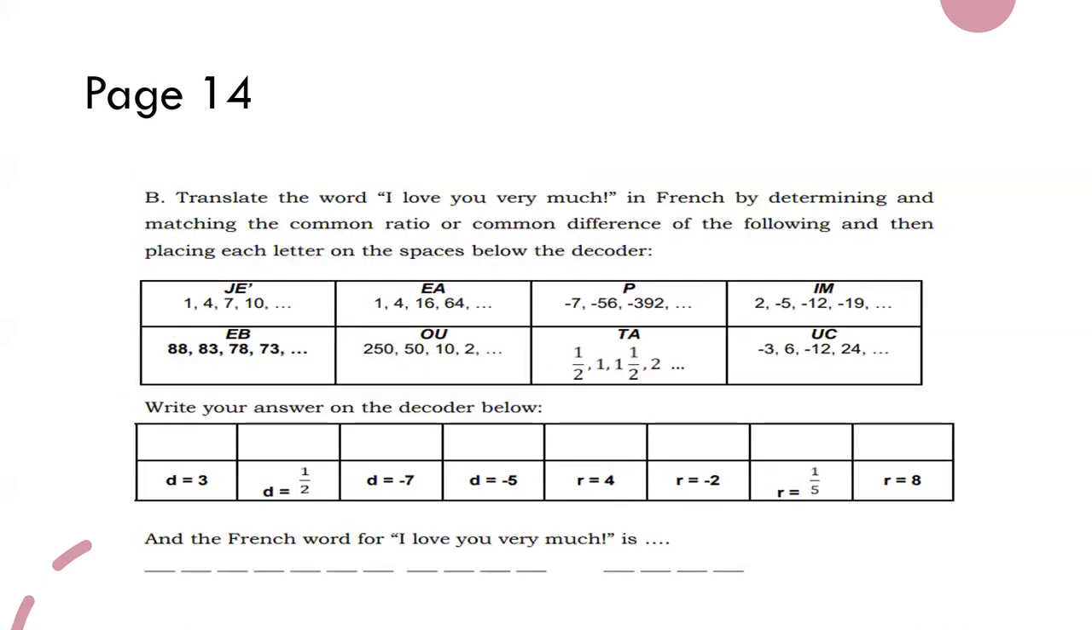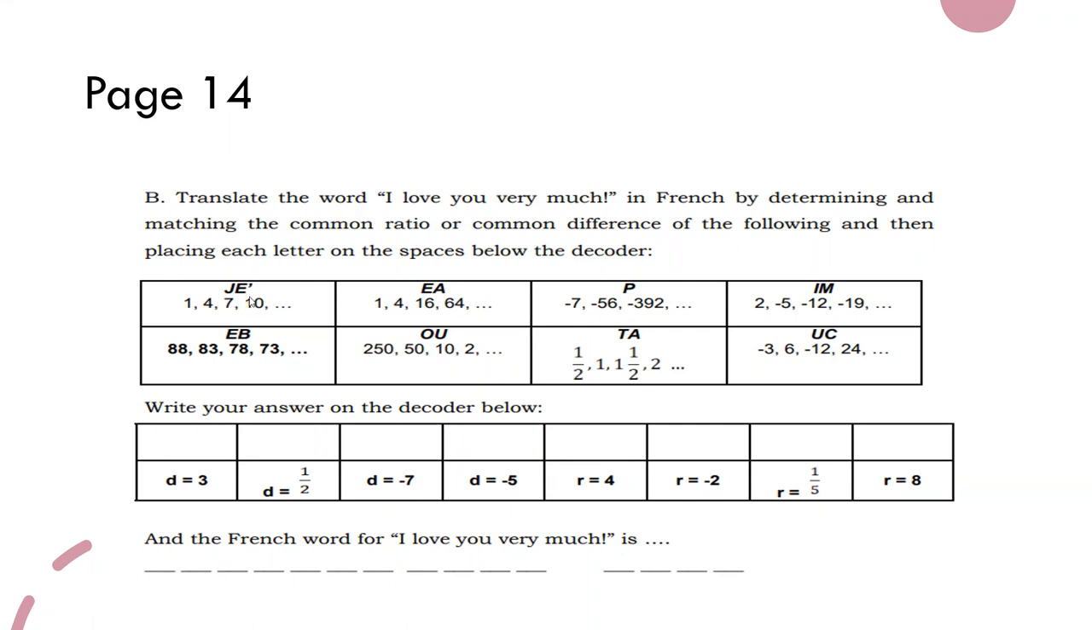Letter B. Okay? So ang gagawin lang po natin, may mga given dito, kailangan mo lang hanapin, kunyari, 1, 4, 7, 10. Kung siya'y arithmetic sequence, get the common difference. At kung siya naman ay geometric sequence, get the common ratio. And saan siya tatapat? Then ilalagay nyo po, example, lumabas dito na D equals 3.